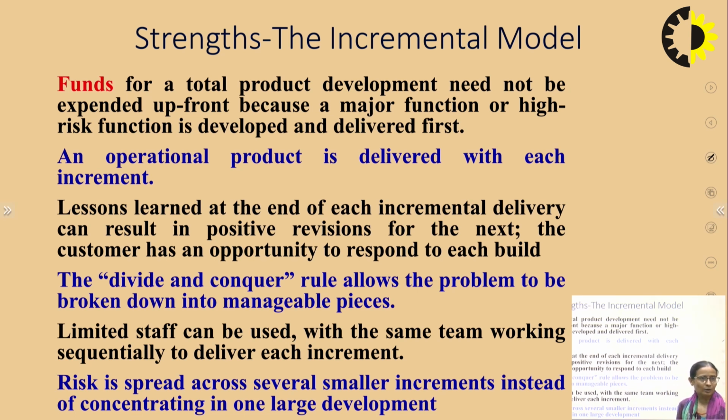The divide and conquer rule allows the problem to be broken down into manageable pieces. So limited staff can be used, with the same team working sequentially to deliver each increment. Risk is spread across several smaller increments, which is a very important thing here, instead of concentrating in one large development.